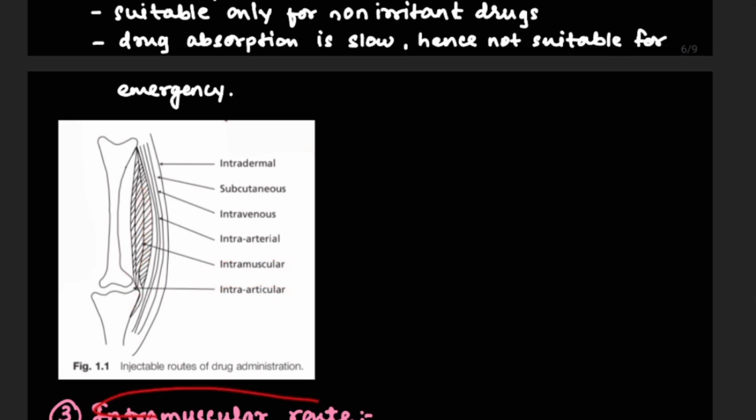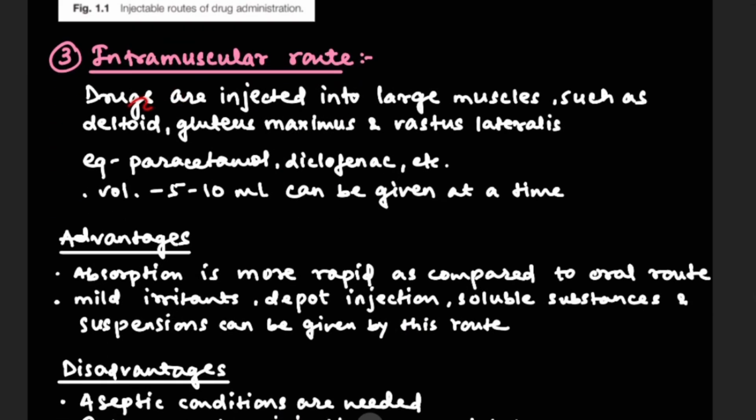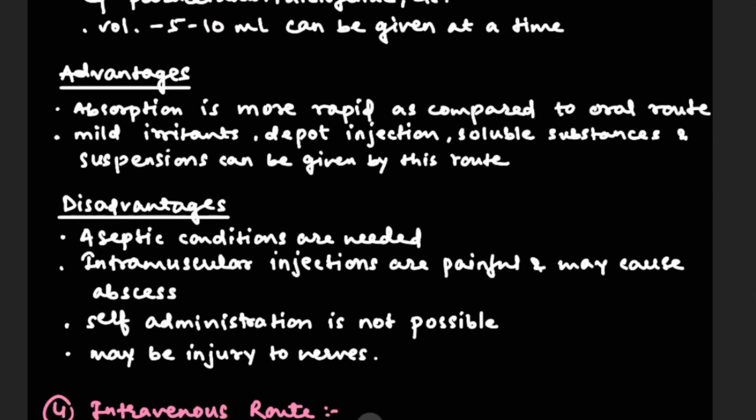The next route is the intramuscular route. Here the drugs are injected into the large muscles such as deltoid, gluteus maximus as well as vastus lateralis. Examples are paracetamol or diclofenac. Here the preferred volume is 5 to 10 ml and it can be given at a time. So here are some advantages and disadvantages.